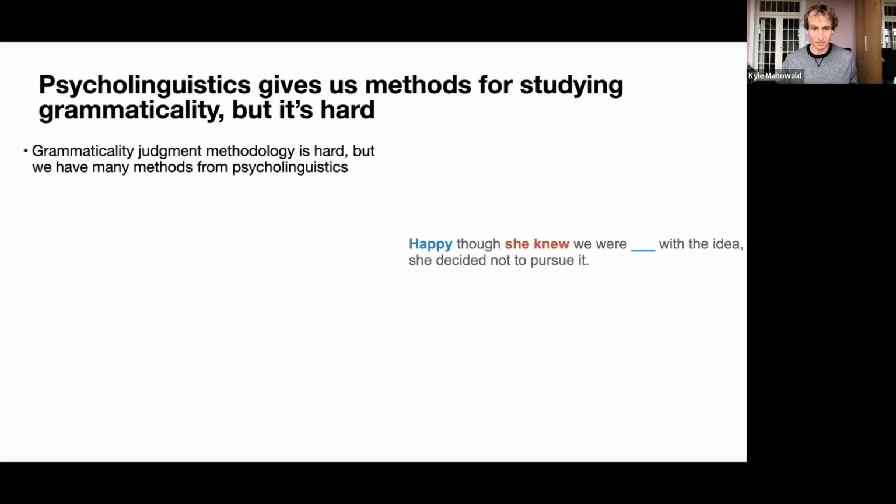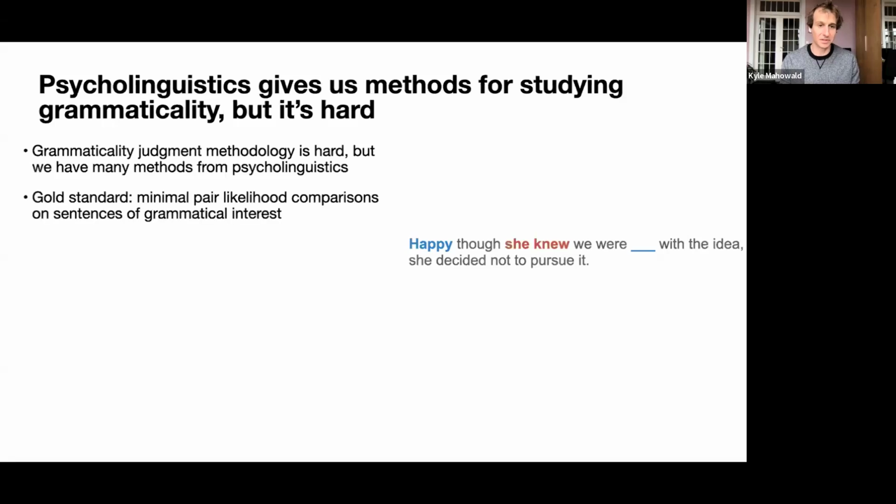But because of the nature of language models, and because we're to some extent trying to study the behavior of a system which is, at least to some extent, a black box, it's hard to actually get a good handle on what its knowledge of language is in some sense. Similarly, it can also be hard to do that for people. But some of the same methods work, right? So the gold standard that's emerged here, and this is something Richard touched on in his talk on Monday, is minimal pair likelihood comparisons.